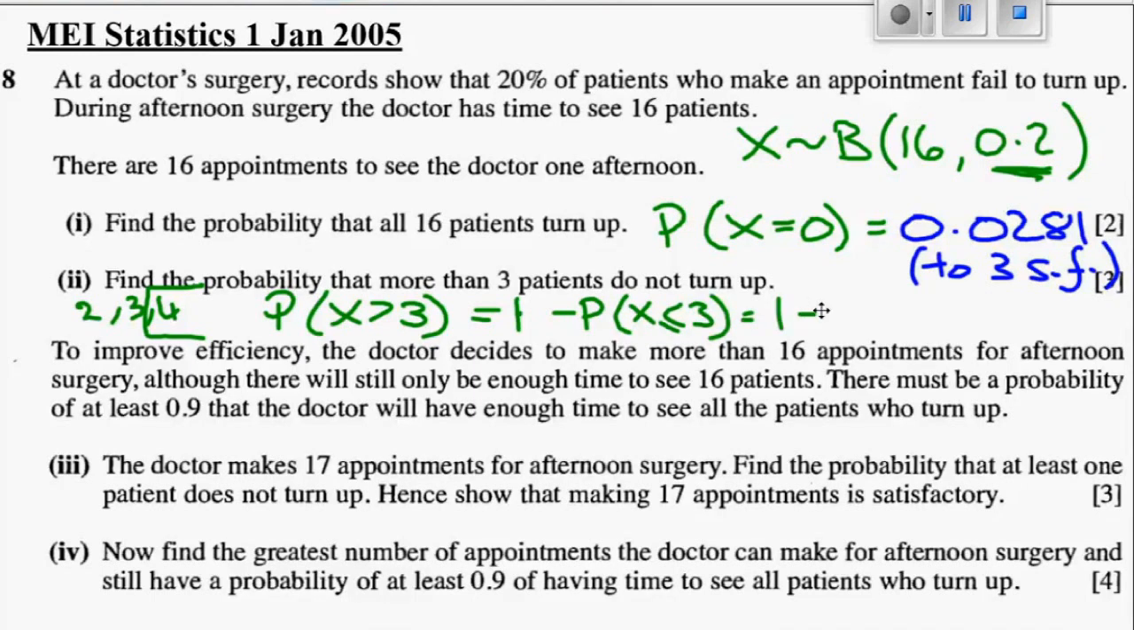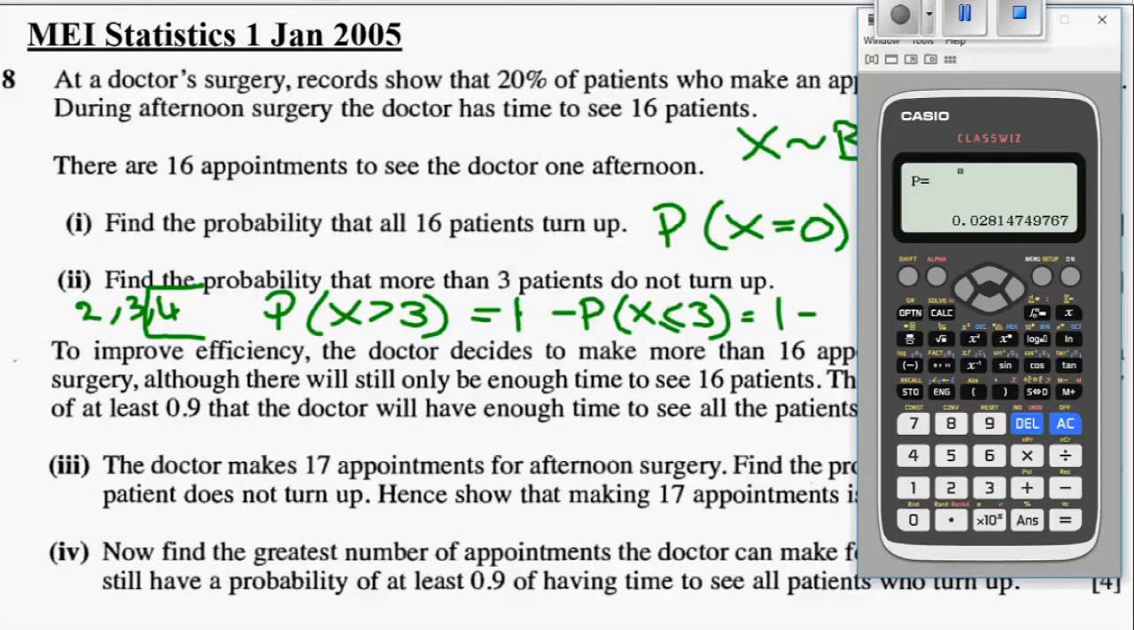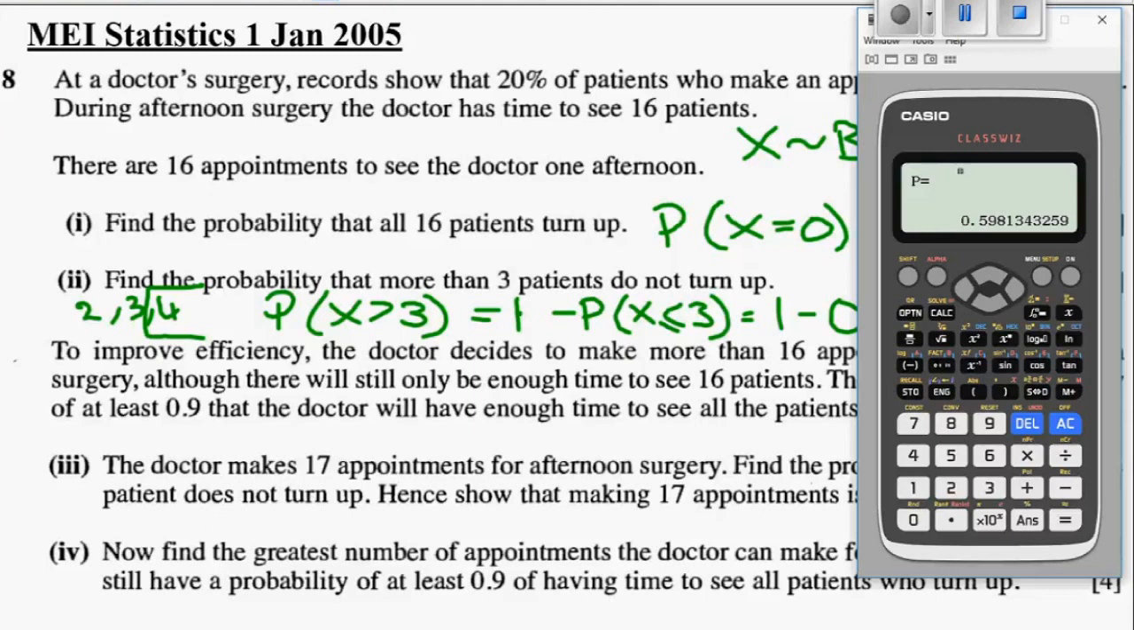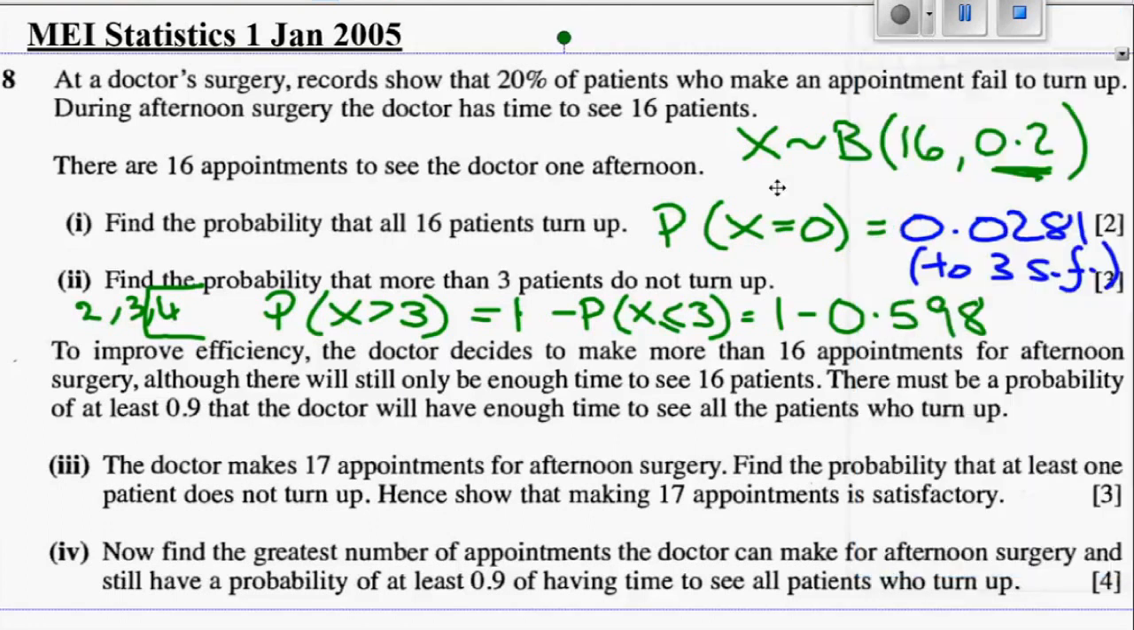So I'm going to do 1 minus, and then because I'm doing multiple probabilities, because I've got an inequality sign on my distribution, I'm going to go to Binomial CD. And this time my x value is going to be 3, so I get 0.598. Now, the nice thing about using a calculator is if I go to my normal mode, I can now use the last number as my answer, so I can use my exact value to get my probability 0.402.